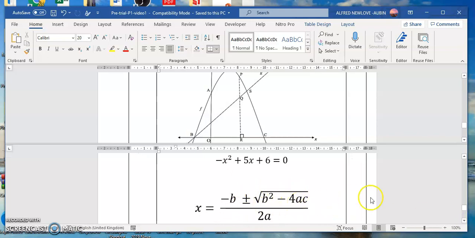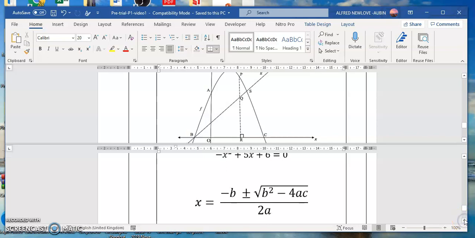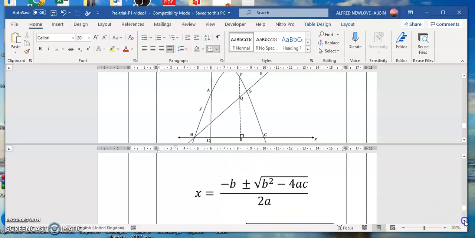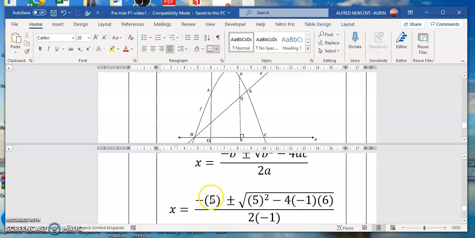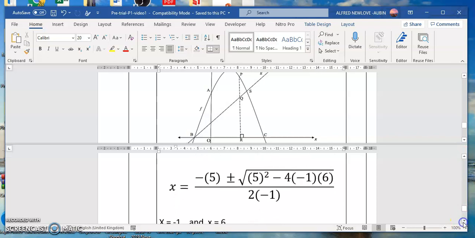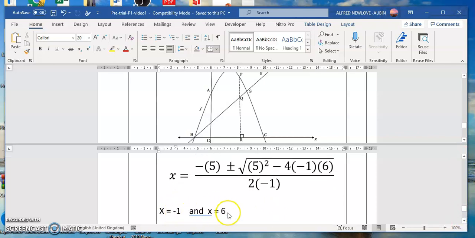This is our quadratic formula. If you substitute into it, your a is going to be -1, your b is going to be 5. So b is 5, minus 4, your a is -1, and your c is 6, over 2 times a, which is -1. If you substitute, that's what you are going to have, and when you press on the calculator, you are going to get -1 and 6.